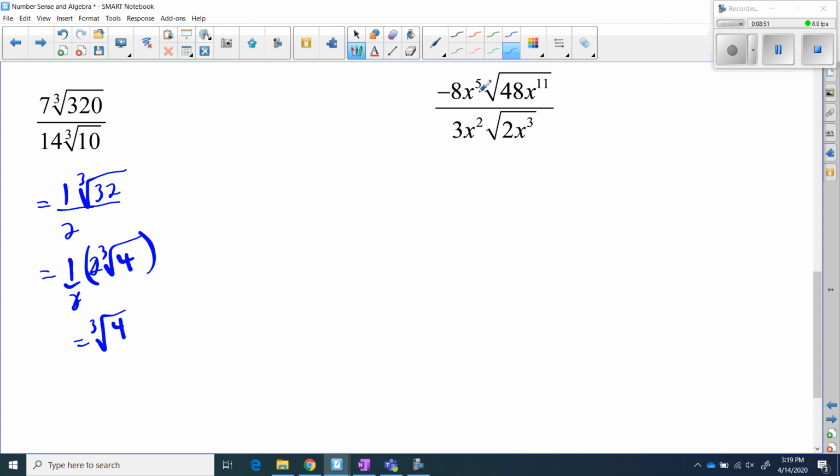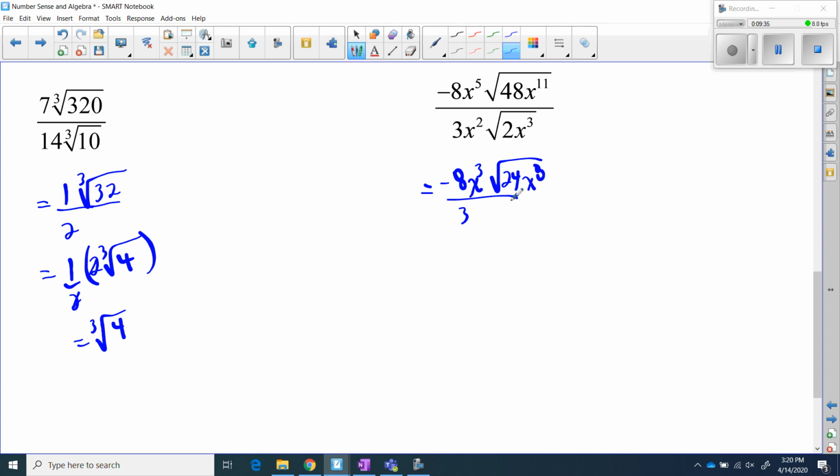I've got negative 8x to the 5th divided by 3x squared. Let's just completely ignore this stuff for a second. 8 over 3 does not reduce. So there's nothing I can do with those right now. They're going to stay the way they are. X to the 5th divided by x squared, you subtract the exponents. 5 subtract 2, x to the 3. Now these will divide each other out. So square root, they're both square roots, so we're allowed to divide them. 48 divided by 2, 24. Now the exponents, when you divide, you subtract them. So 11 minus 3, x to the 8.